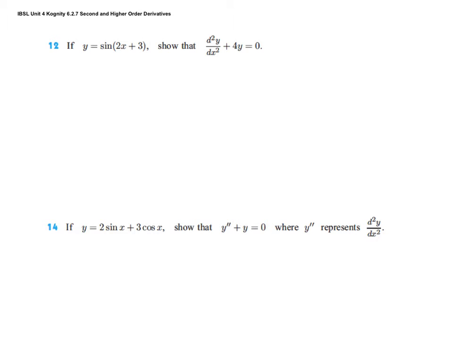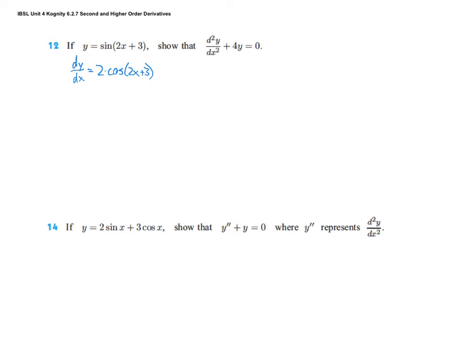This says show that the second derivative plus 4 times y equals 0. Well, first thing we should do is go ahead and find the second derivative. So we got to find the first derivative. What's the derivative of sine of 2x plus 3? Derivative of sine is cosine. Cosine 2x plus 3 times 2. There we go. Cosine of 2x plus 3 times the 2 from the inside.